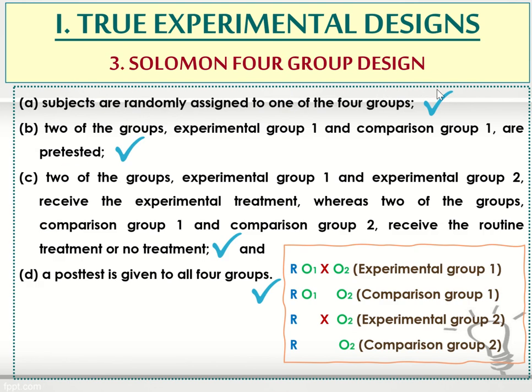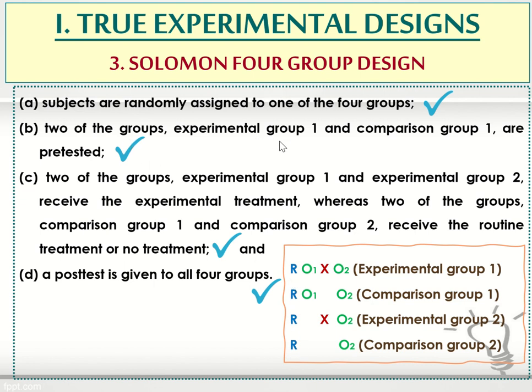And then yung pangatlo, we have Solomon four group design. So as the name implies, dito we have 4 groups, just like in this symbols or in this diagram. So we have 4 groups, 2 experimental, and then 2 for the comparison group. So ano yung design, ano ginagawa natin for the Solomon 4 group? So first, subjects are randomly assigned to one of the 4 groups. So yan, lahat tayo may R for the random assignment of subjects.